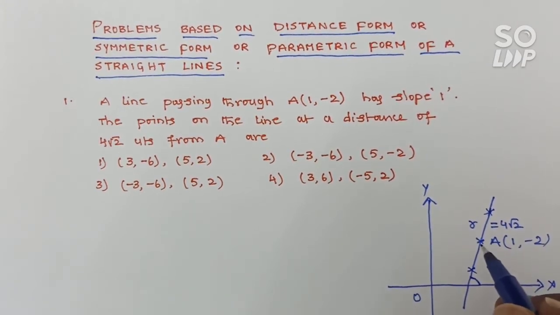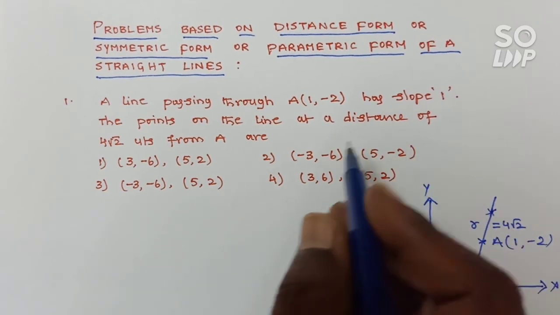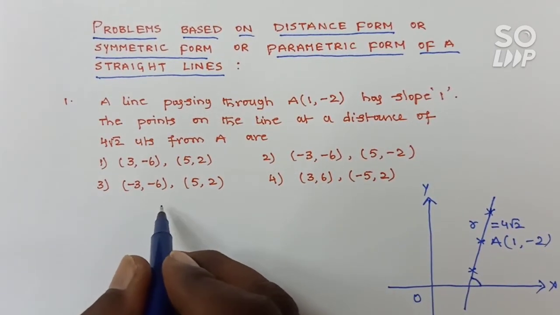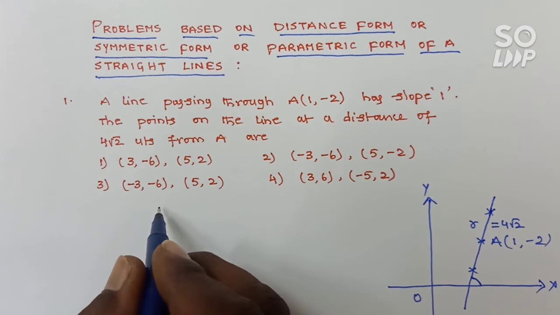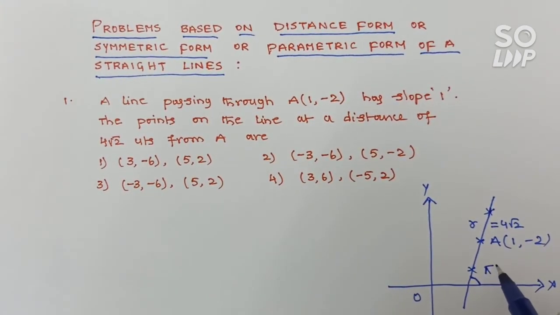So one point will be above this one and the other point will be below this one. So what is that angle? Here the slope is equal to 1. Slope equal to 1 means tan theta is equal to 1. Therefore theta is equal to pi by 4.